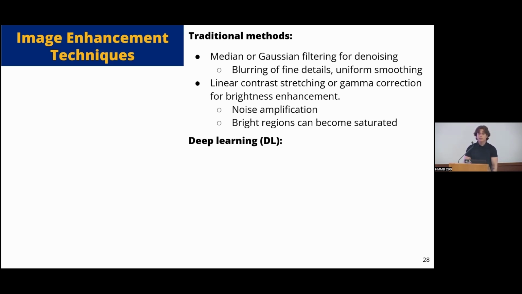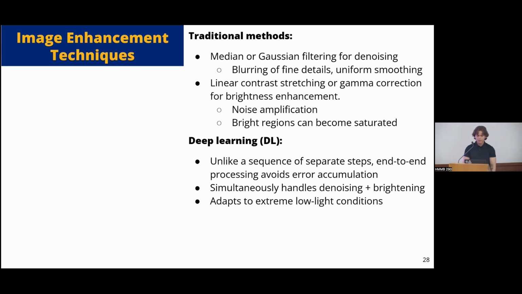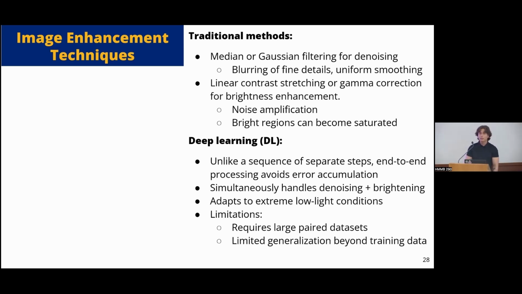In recent years, deep learning has risen as a prominent approach for enhancing images because it implements an end-to-end processing approach as opposed to the separate pre-processing steps that allow for error to accumulate. Deep learning simultaneously handles denoising with brightness enhancement in a single optimization step. And depending on the dataset that we use to train our deep learning model, it may adapt to extreme low light conditions. However, this need for a sizable dataset is also one of our limitations. If our model is not diverse enough, then it may not generalize well.